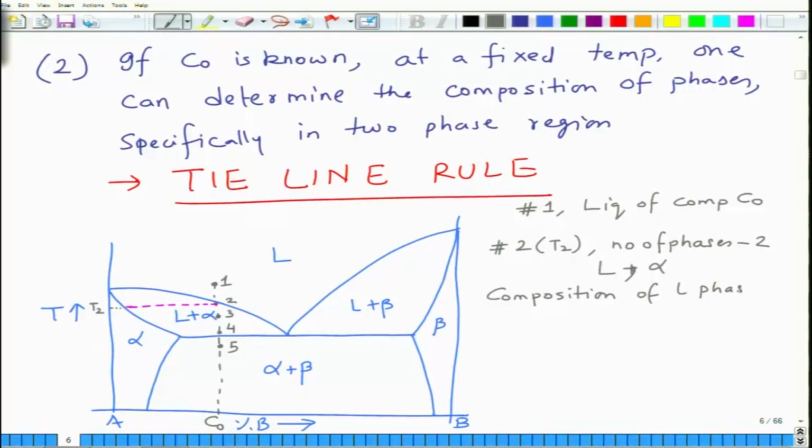Liquid phase. The composition of the liquid phase is given by this horizontal line, the intersection of this horizontal line with the liquidus. So this is the point, let's say, Cl2, and this is C alpha 2. So basically, this horizontal line is called the tie line.